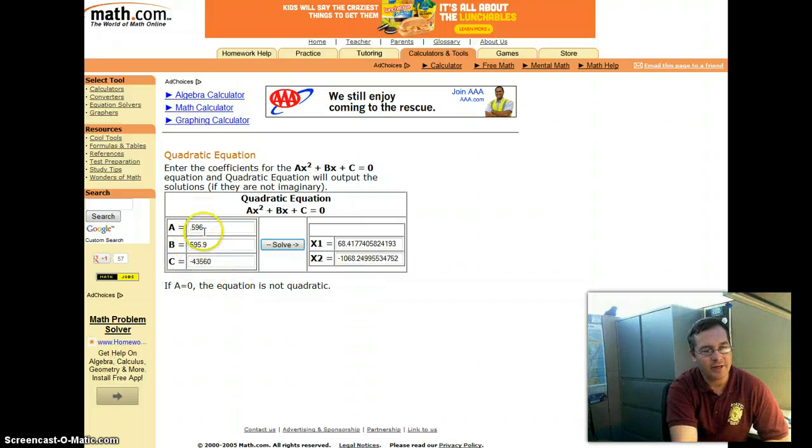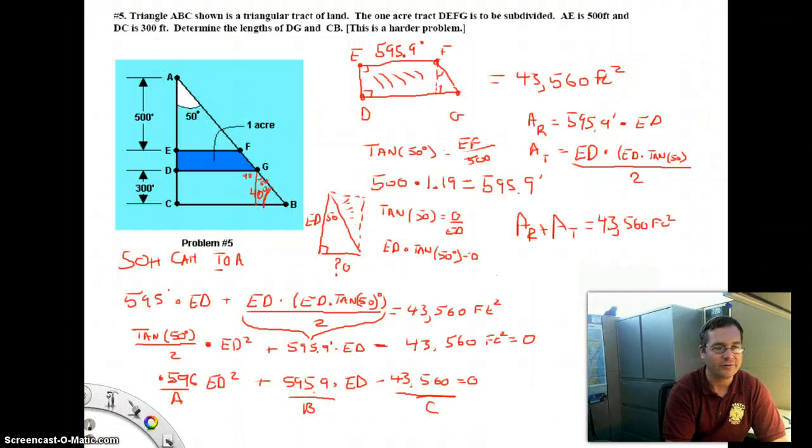And so in this case, I've entered A, B, and C from our previous problem into the online solver, and you see that it gives you 2 roots. Remember that the quadratic formula will always give you 2 roots, unless it may give you 2 identical roots in some circumstances. Well, the 2 options for the length of line DE are either 68.4 feet or negative 1,068 feet. And because there are no negative marks on the ruler, we know that the second root here is an extraneous root. So the length of side DE of that triangle is about 68.4 feet, which answers the first part of the question, right?